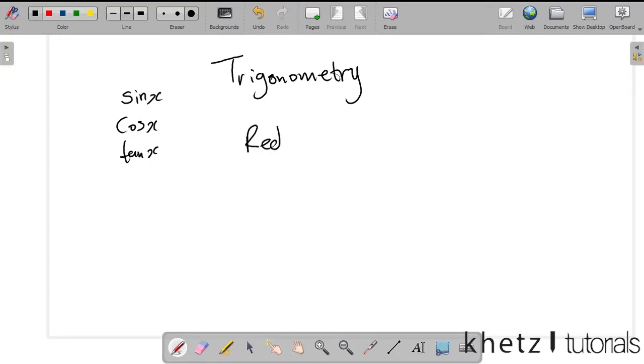So we have something called the reduction formula, which is aimed at simplifying your analysis of trig functions or trig equations. And so our aim is to simplify, basically.